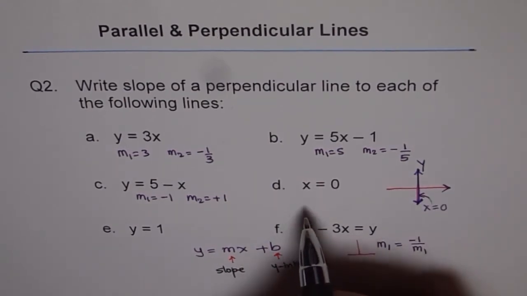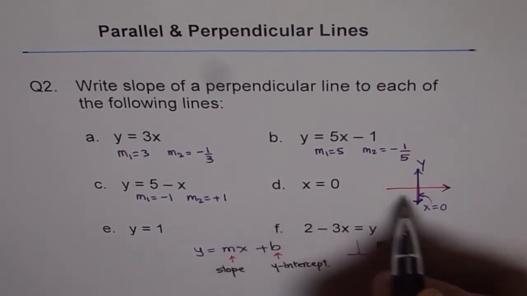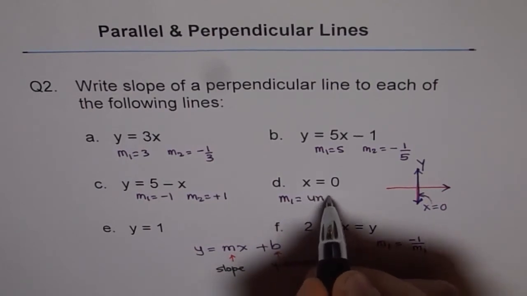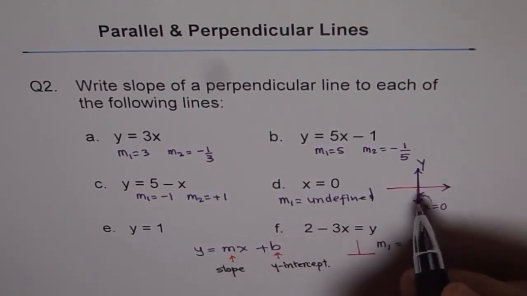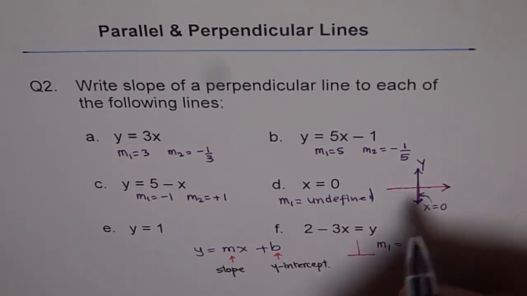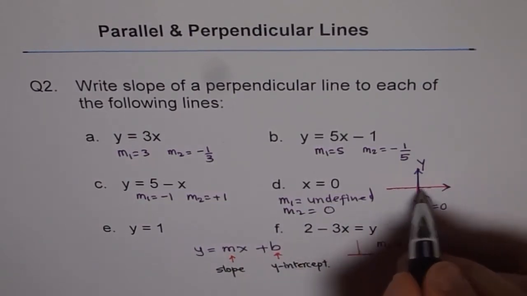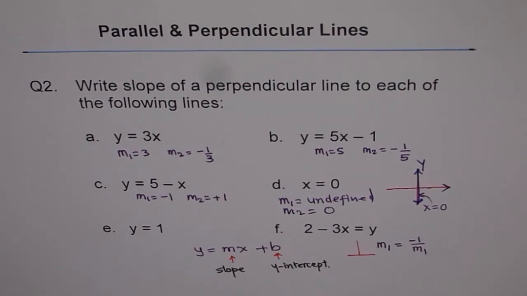Here we are talking about slope, and so we will write slope of this line, a vertical line, is undefined. So we'll say m1 is undefined. So what is the slope of line which is perpendicular to it? The slope of perpendicular line is like x-axis. So we say m2 is 0, which is like flat, not rising, not falling, slope is 0. That is a tricky question, right?